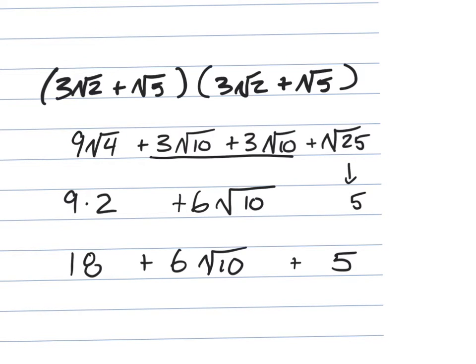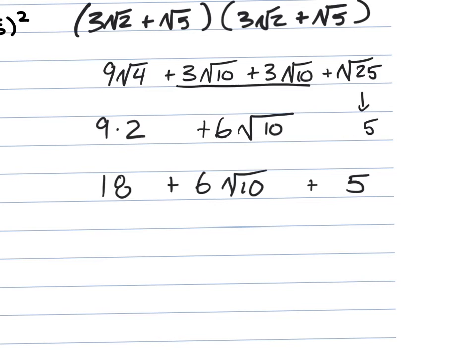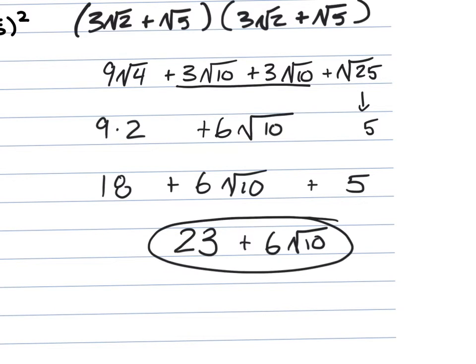And then 18 plus 5. Which is? 21, 20, and 23. Square root of 6. So not too terrible, right?